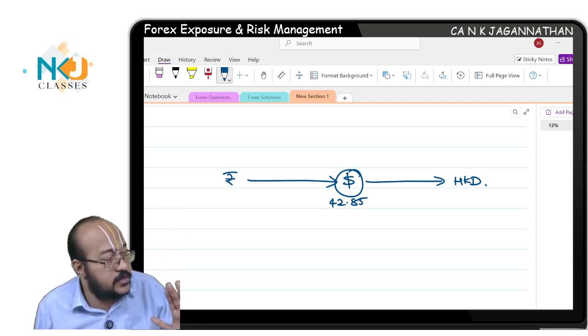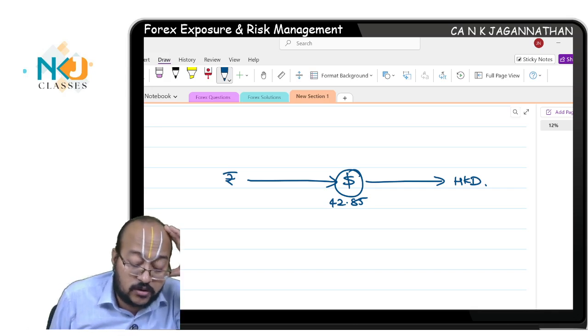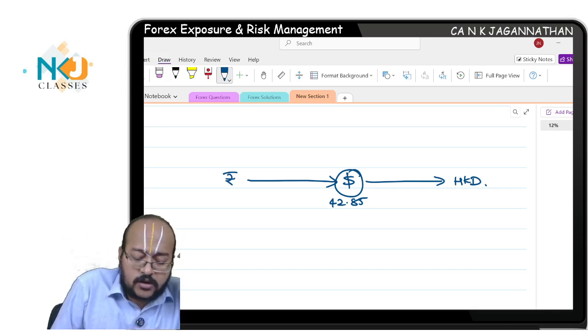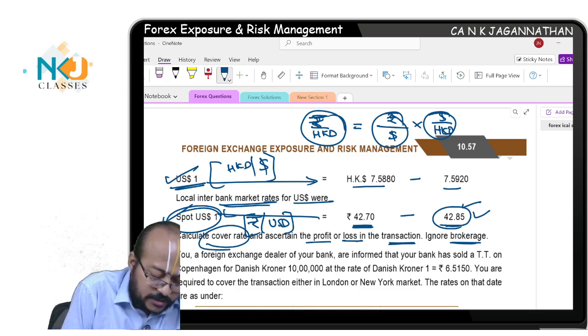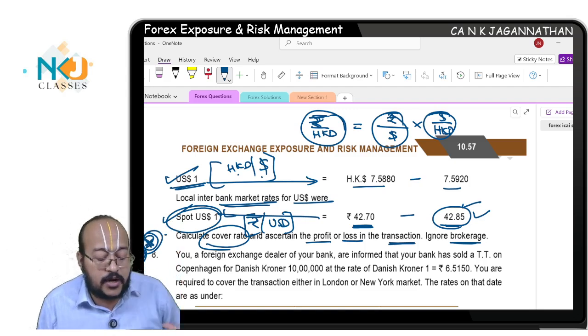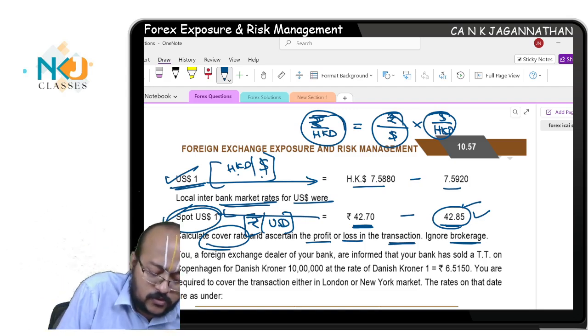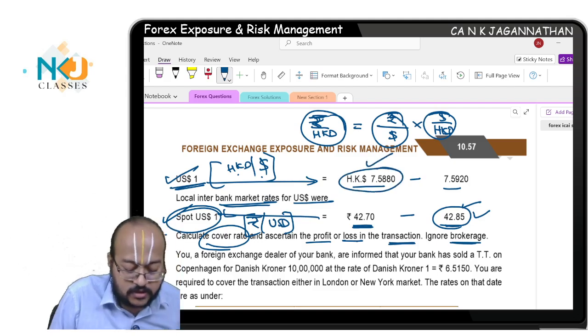Now you have dollar in hand. You will sell the dollar and buy Hong Kong dollar. Now, what rate will you use here also? You need to sell dollar. Now this quotation is Hong Kong dollar per US dollar. You will sell US dollar, and how much Hong Kong dollar will be paid to you? Only the lower amount will be paid.